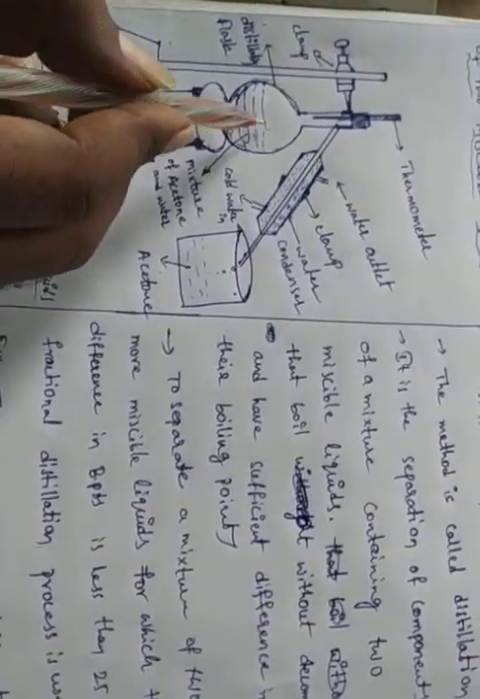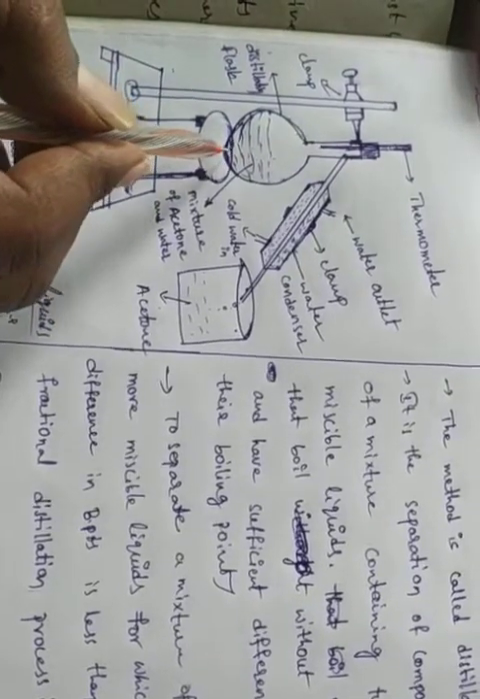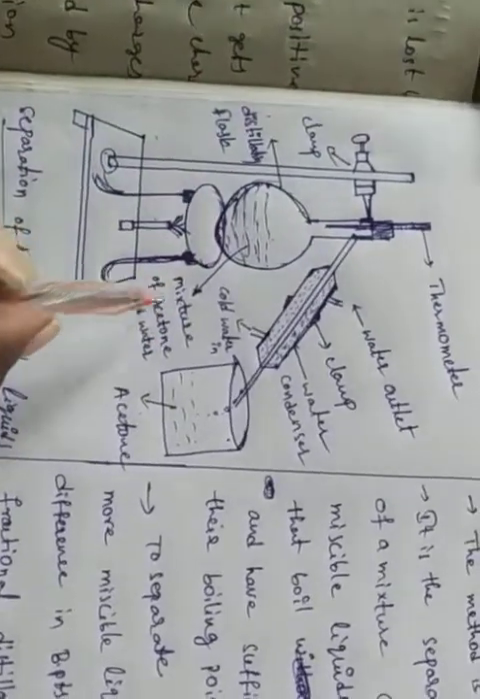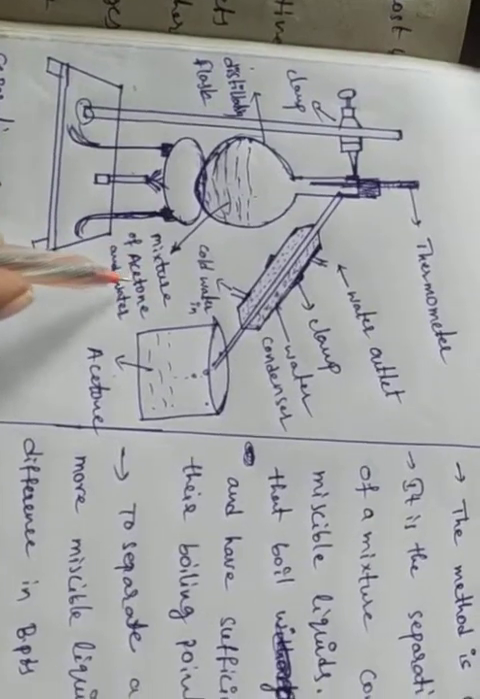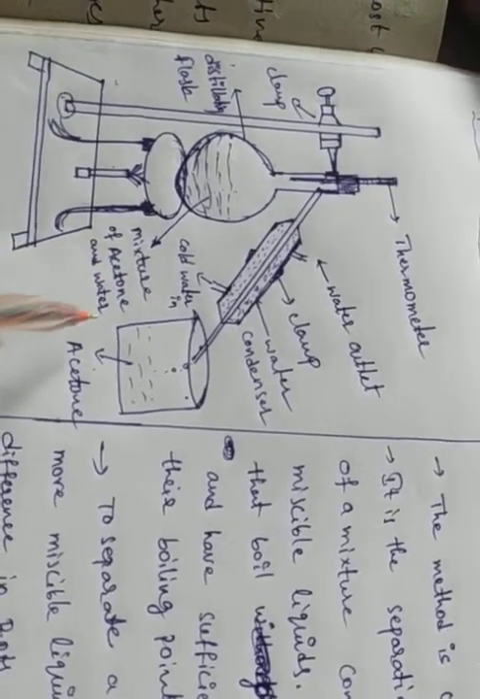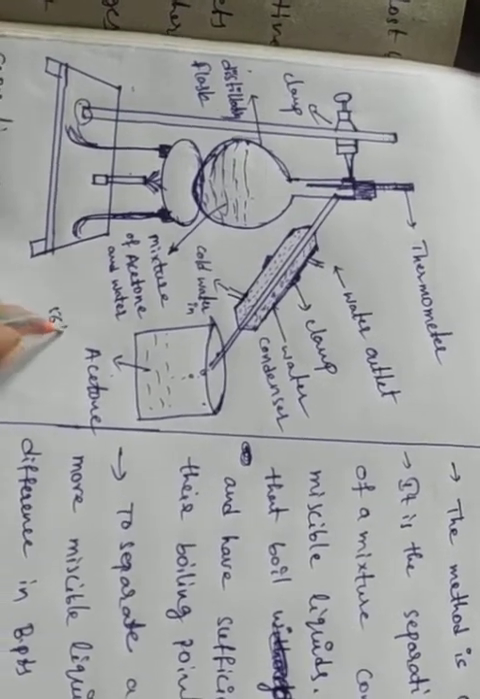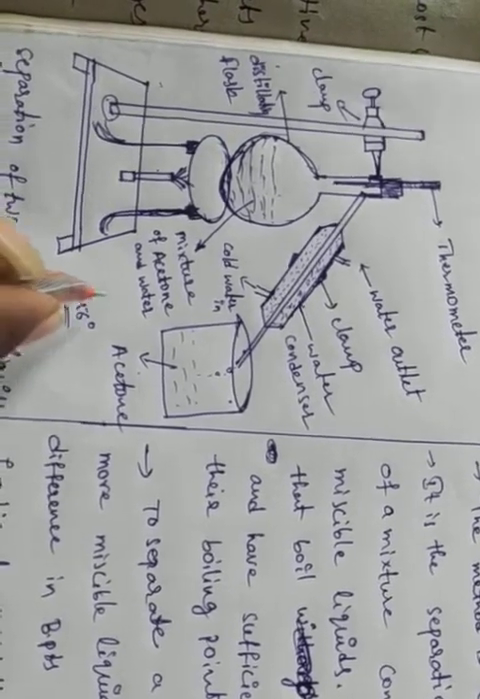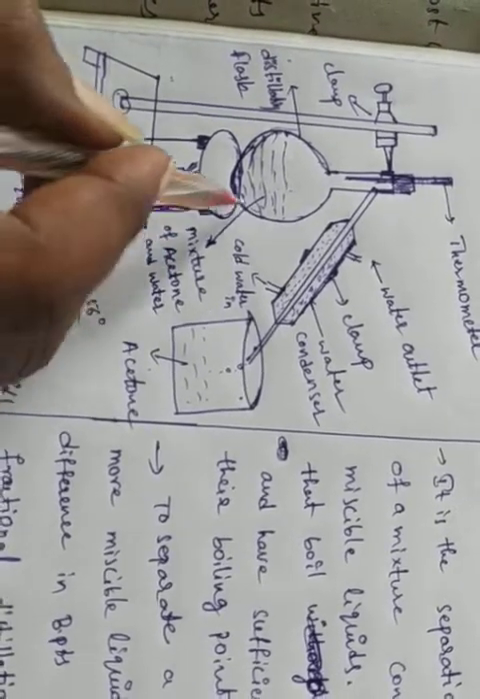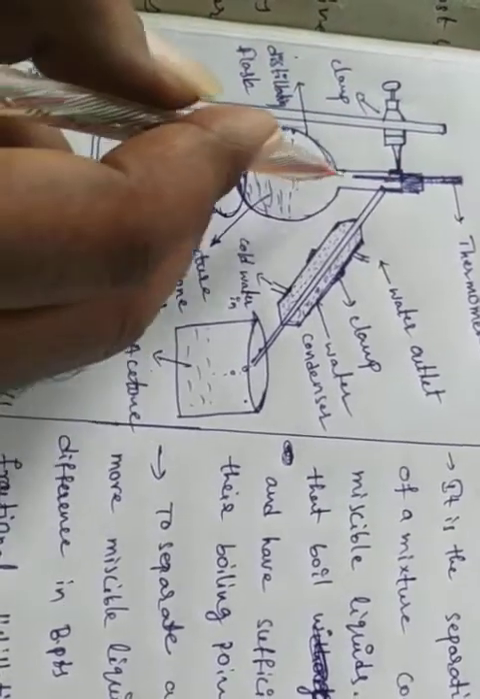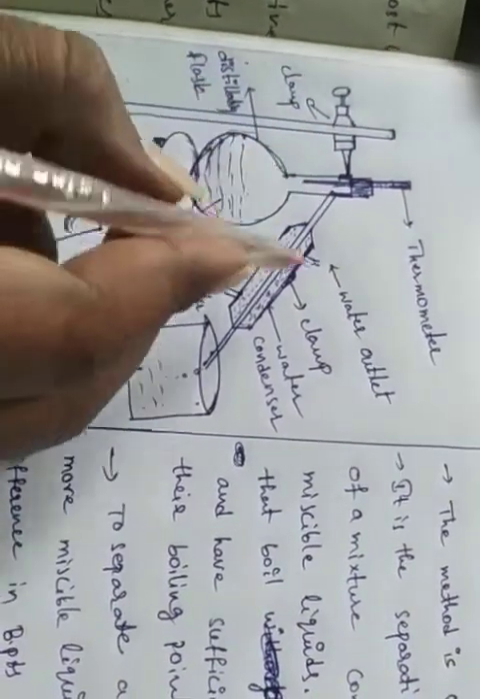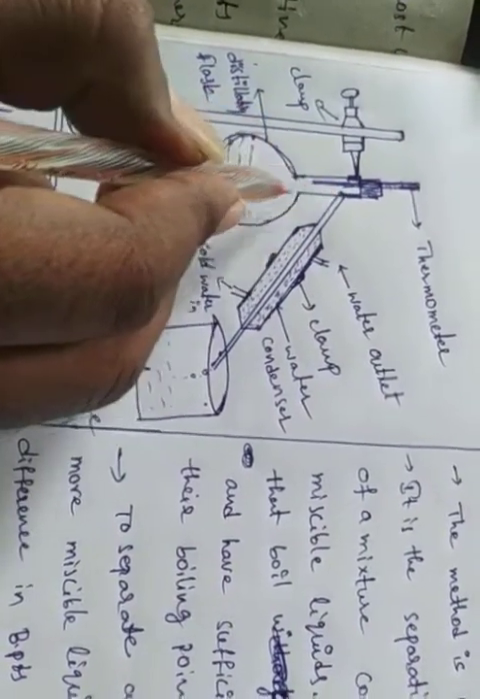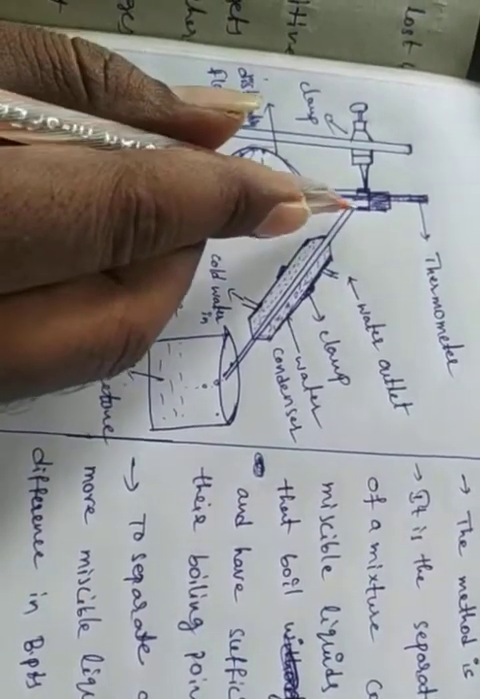By this activity, in this distillation flask, first we have to take the acetone and water mixture, and when we are heating this mixture, what will happen? First, the one with the lower boiling point. Which one has the lower boiling point? Acetone, at 56 degrees Celsius. So when we are heating, acetone will be evaporated first.